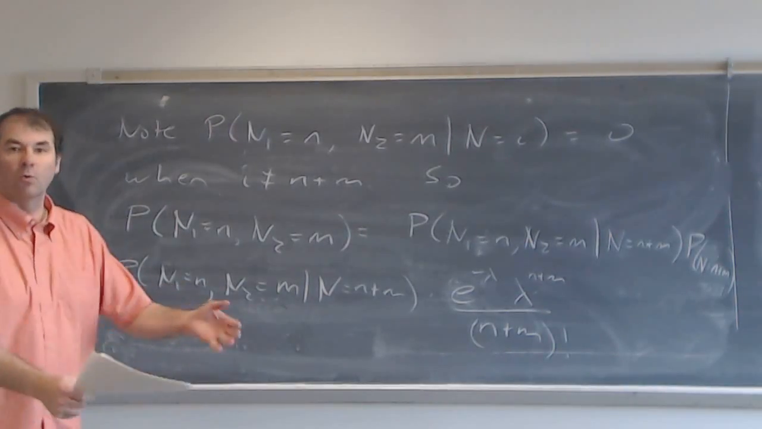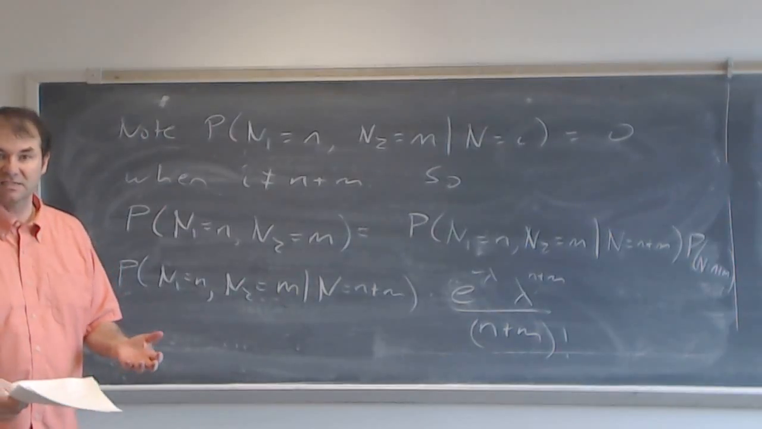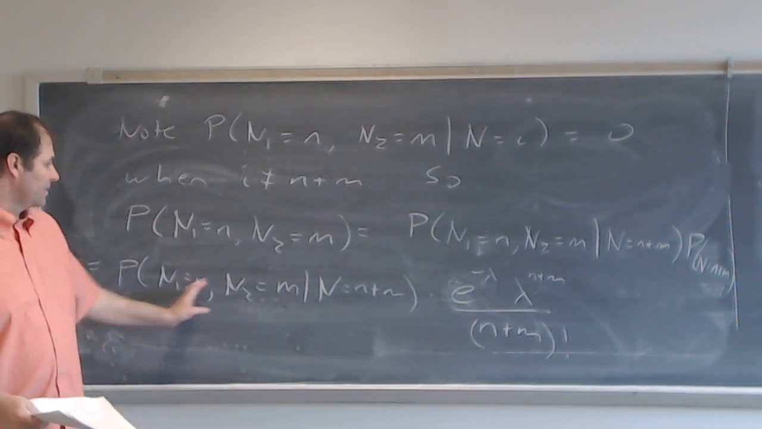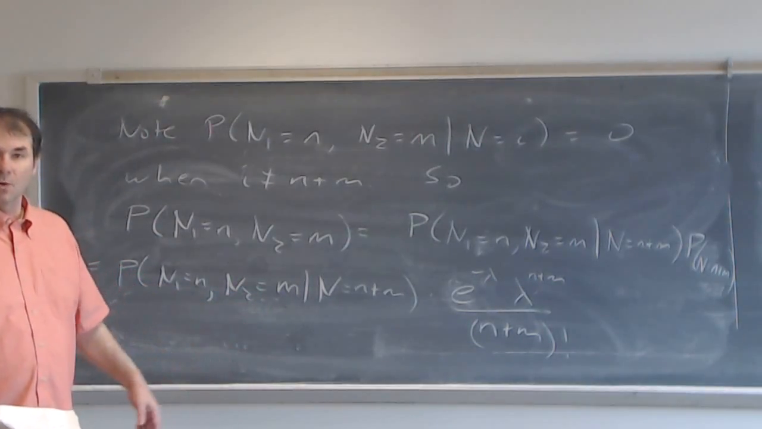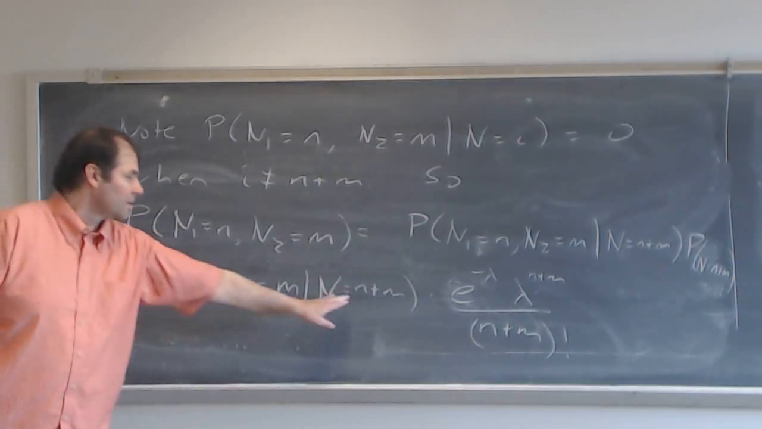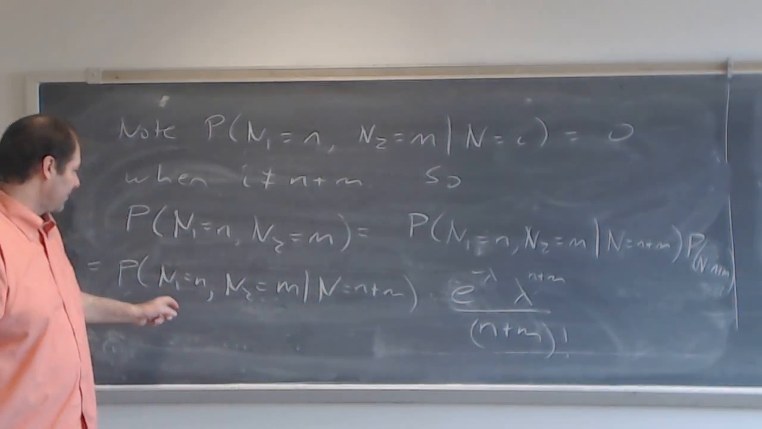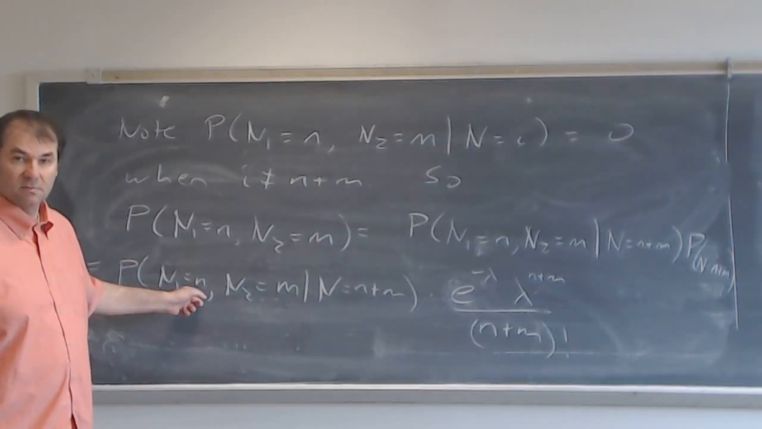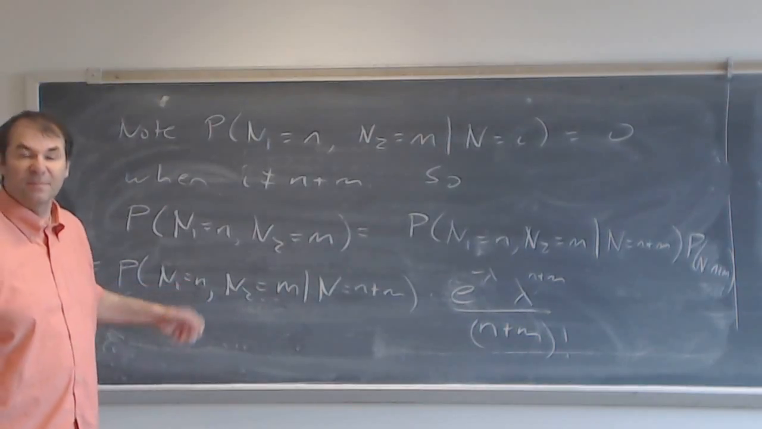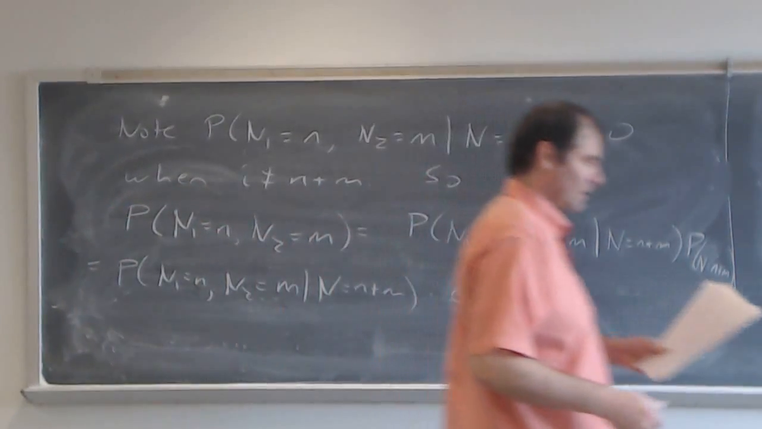Where you can think of a woman coming into the shop as a success. And so this is going to be a binomial with parameters: number of trials n plus m, and the probability of success, a female coming into the shop, being p. So I'm going to write that up.